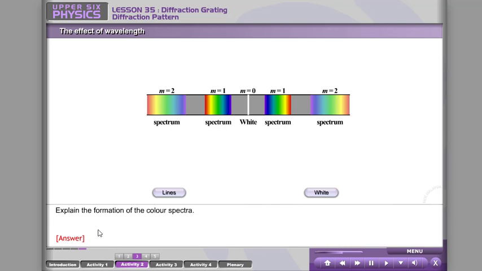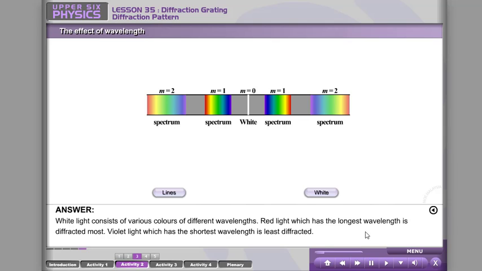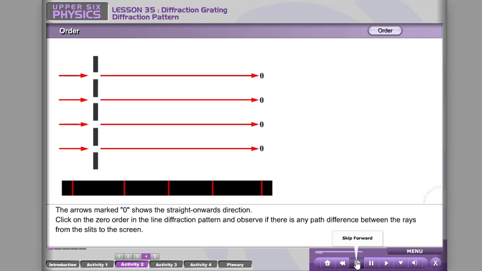Explain the formation of the color spectra. Answer: white light consists of various colors of different wavelengths. Red light, which has the longest wavelength, is diffracted most. Violet light, which has the shortest wavelength, is least diffracted. The arrows marked 0 show the straight onwards direction.